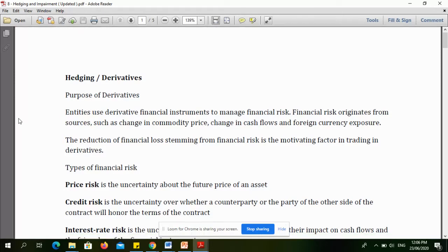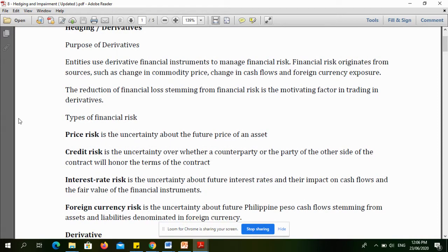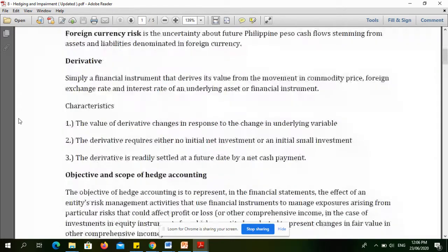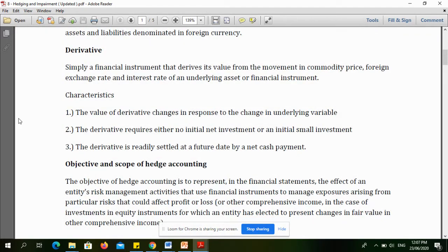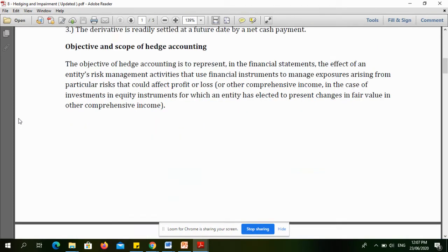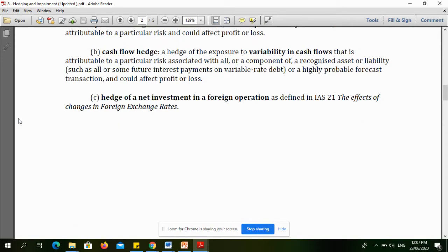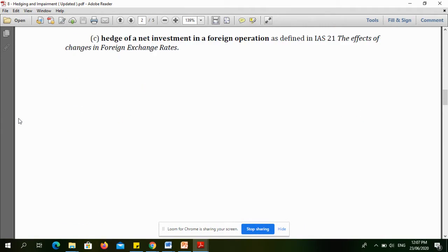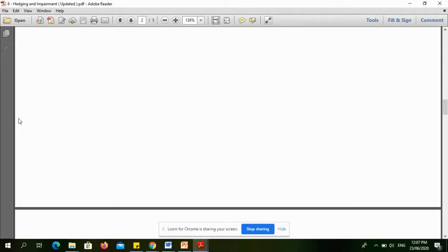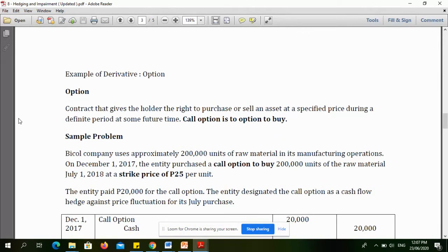Hi guys! So welcome to our topic of hedging and derivatives. My approach for today is to discuss the problem solving in the handout. And I will be discussing the theories while I discuss the problem solving. So let's start. The example of a derivative that I discuss in the problem is an option.